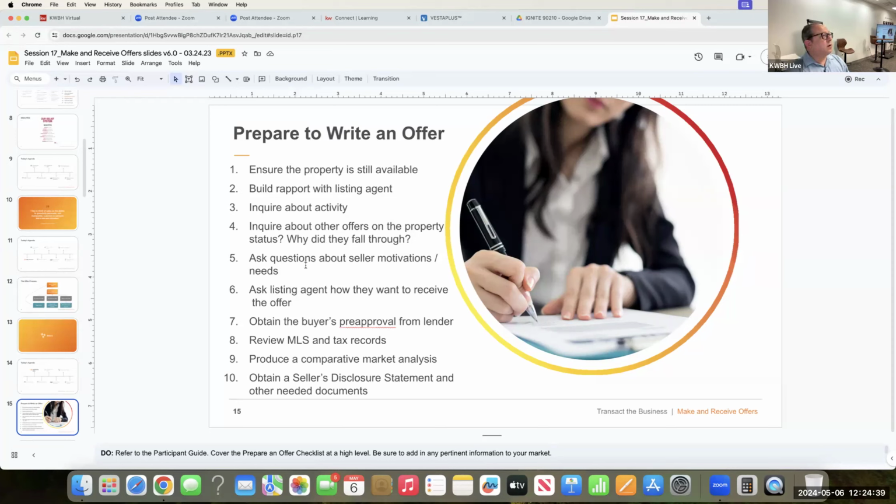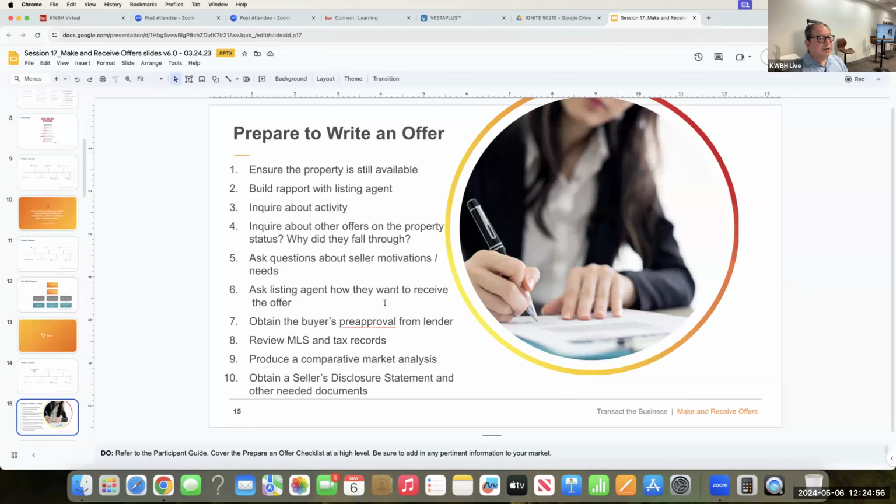So before I write an offer, when I call the listing agent, I'm asking, what is the seller looking for besides price? Do they want a short escrow? Are they looking for a longer escrow? What's the story? What else are they looking for?